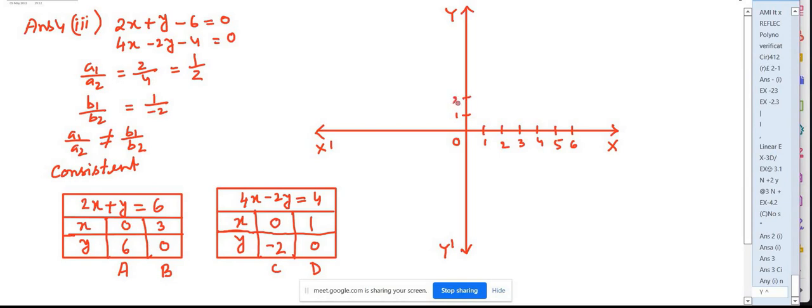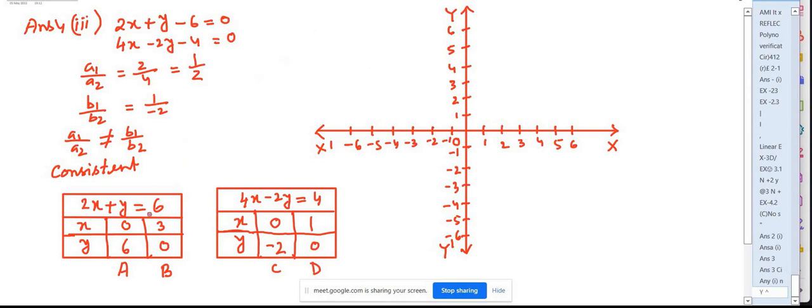1, 2, 3, 4, 5, 6. And this side minus 1, minus 2, minus 3, minus 4, minus 5, minus 6. This side minus 1, minus 2, minus 3, minus 4, minus 5, and minus 6.